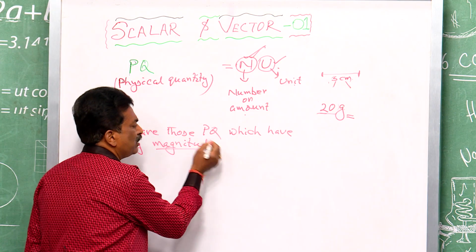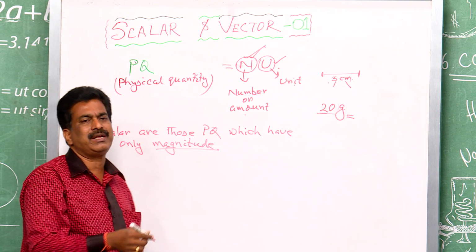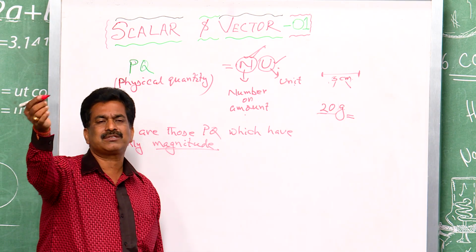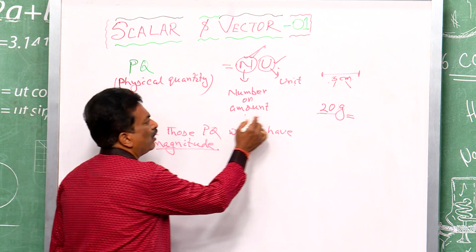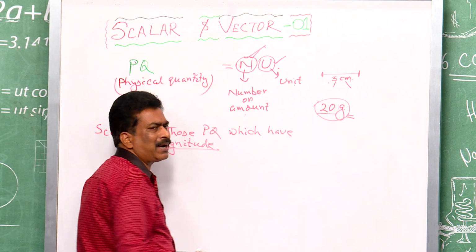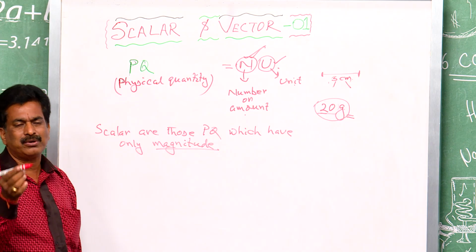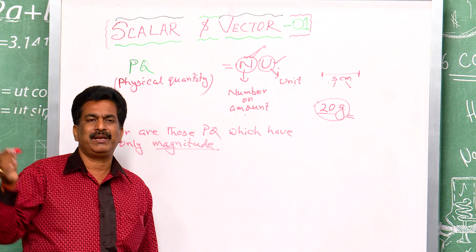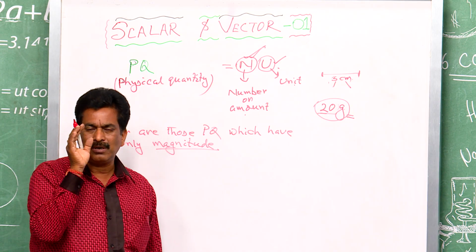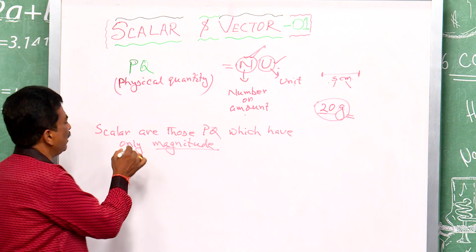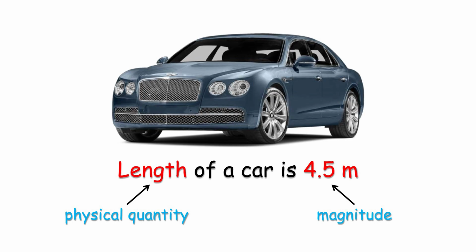So, only the magnitude. Can you say that this 5 centimeter is towards the east, or that this 5 centimeter is towards the north or south? There is no direction for that. Similarly, the mass of that marker is 20 gram. Can you say the mass of the marker is 20 gram towards the Mumbai direction, towards the Haryana direction? We are not saying that. So the physical quantities which have only magnitude are known as scalars.